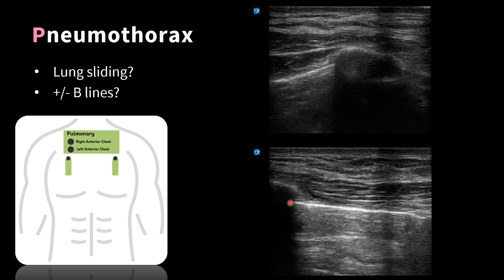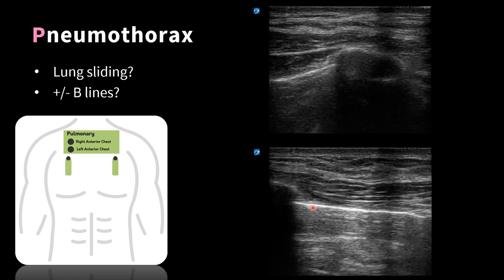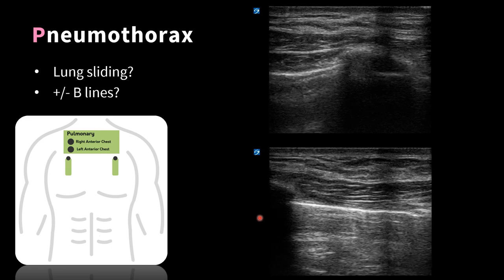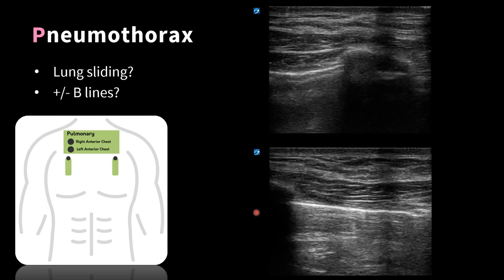The bottom image has no sliding along the pleural line as seen here, but you'll notice as the patient breathes, you can see some of the intercostal muscles contract and the pleural line moves up just a bit. This is not to look for a small or apical pneumothorax. This is to look for a tension pneumothorax.